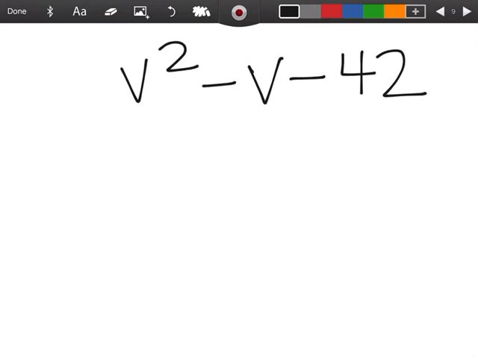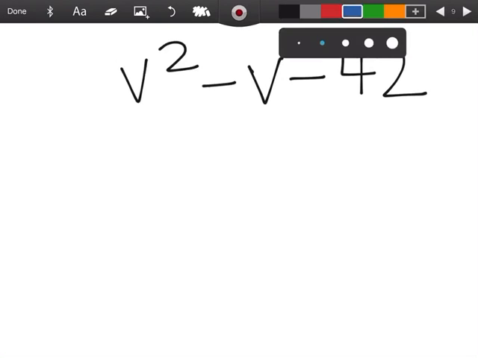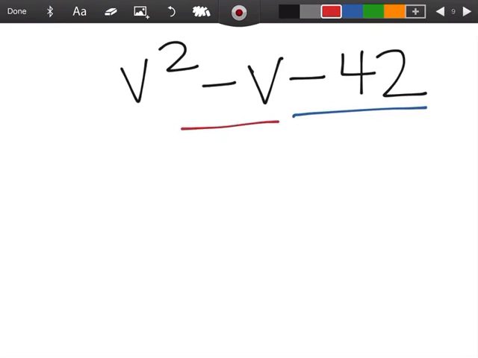If we've got v squared minus v minus 42. I'm looking for two numbers that multiply to be negative 42. What do they have to add up to be? What is technically the coefficient in front of this v? Whether it's written there or not, there is a 1. So I'm looking for two numbers that multiply to equal negative 42.